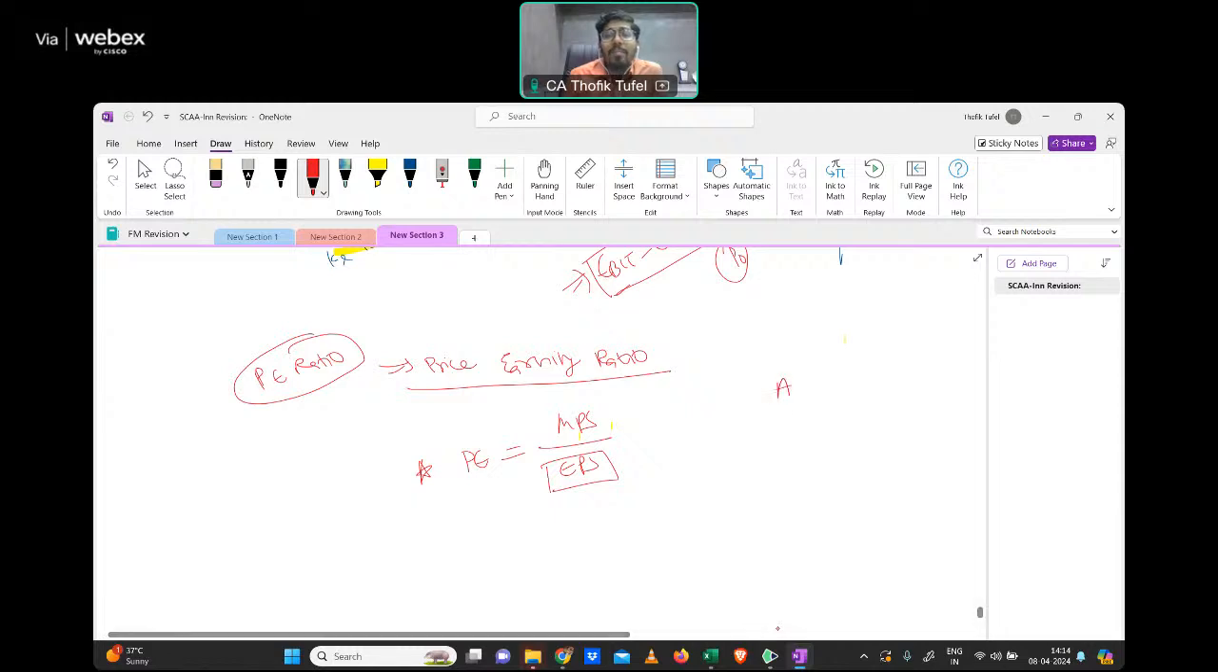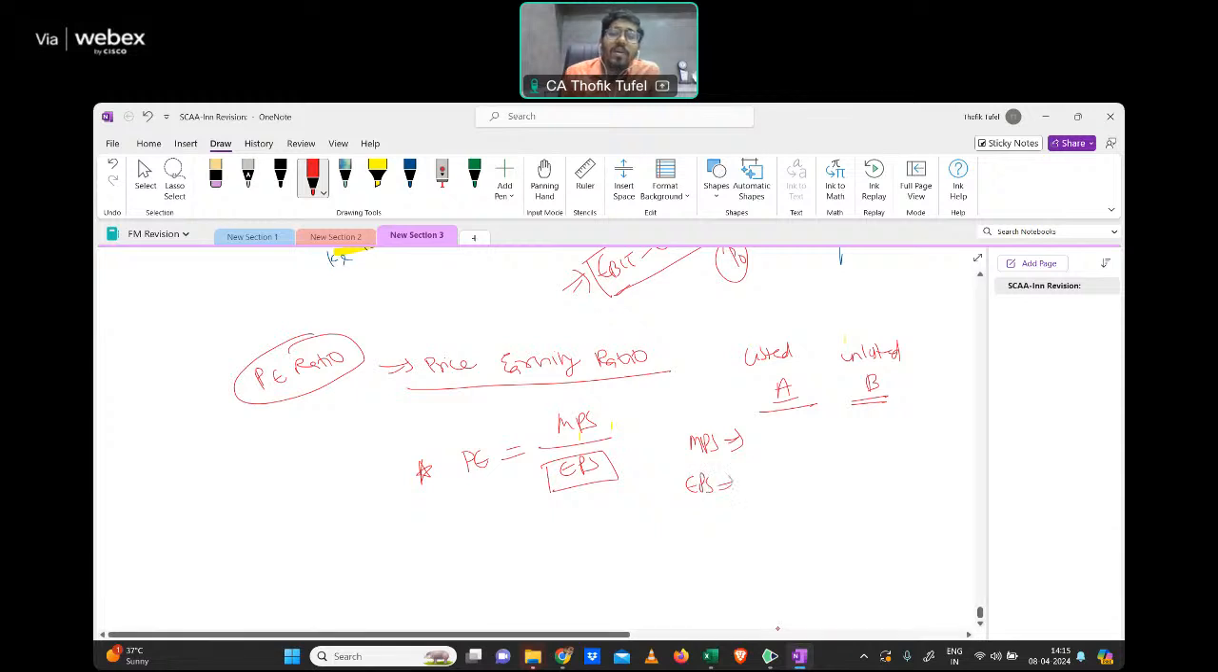Now, for example, I'm having company A and then I'm having company B. Company A, say it is a listed company. Company B, say it is an unlisted company. So for a listed company, finding market price per share is very easy. Say both are the same business. Both are similar companies operating in the same business environment. Same leverage, same risk, everything is the same. Both the companies are identical in all aspects.